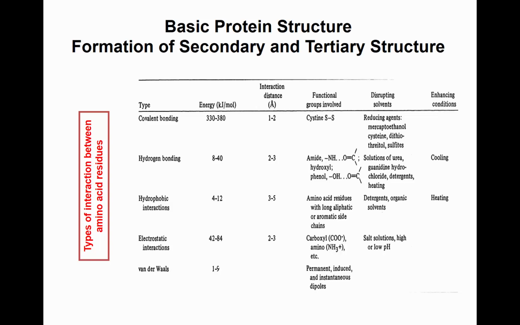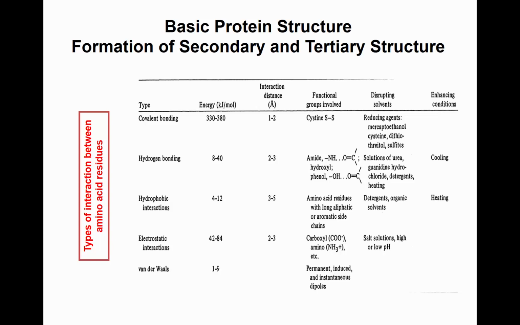So this is a table that summarizes the bonds. It's a good table to study. You can see here the covalent bonding, which is the disulfide linkages in this case, contains the highest energy, followed by the electrostatic interaction or ionic bond. Then hydrogen bonding, followed by hydrophobic, and last is the van der Waals. They're not in order from highest to lowest, but you can see which is highest and the second highest.